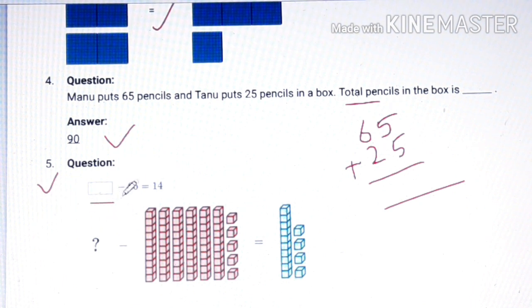Number 5. Dash minus 65 is equal to 14. So children, what number will you subtract here so that you get the difference 14? So you can count here also. So what are we going to do? We are going to add 65 plus 14. 65 plus 14, we get 79. So what comes here in this box? The correct answer is 79. 79 minus 65 is 14. Clear?